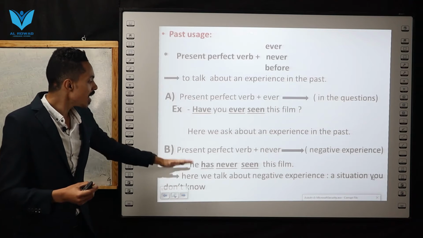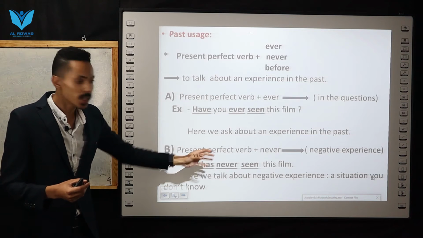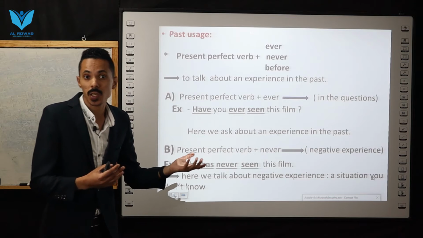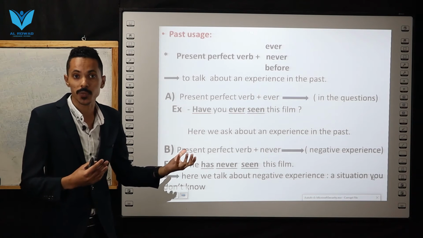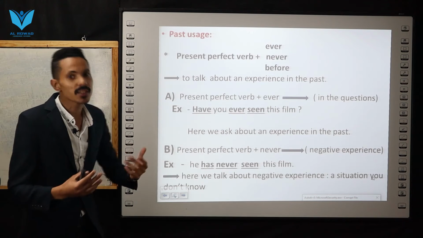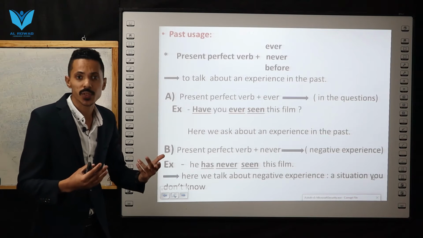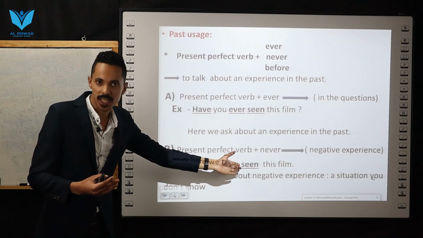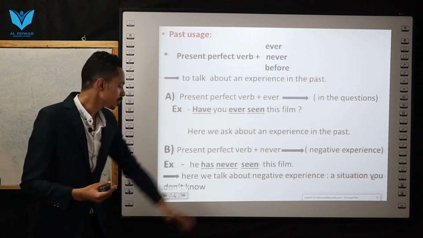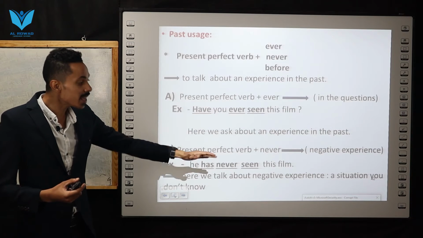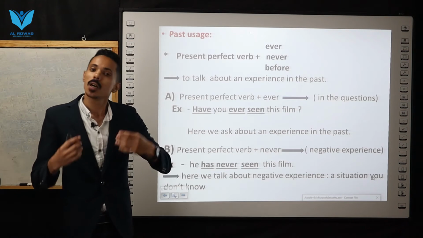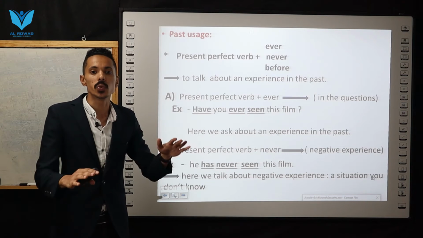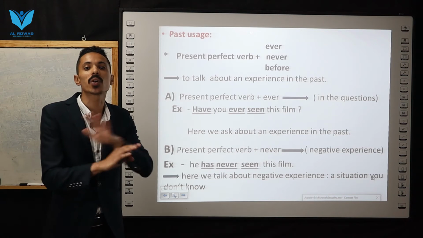So here, he has never seen this film. It's an experience, but he didn't do this experience. So he will use present perfect verb plus never. What is the place of never in the sentence? Between the helping verb have, has, and the past participle verb. So here we talk about negative experience. And again, negative experience is an experience we didn't do, we haven't done in our life.